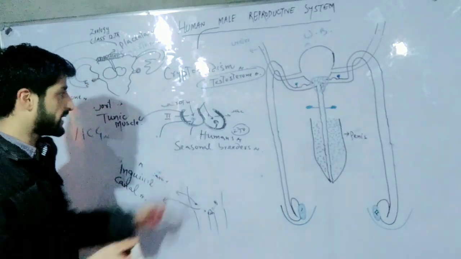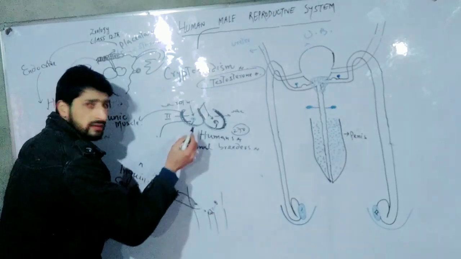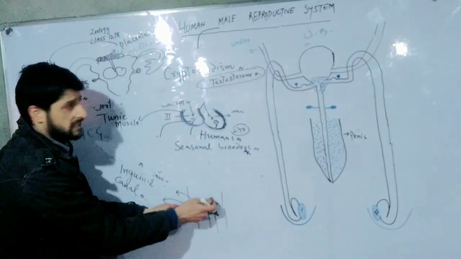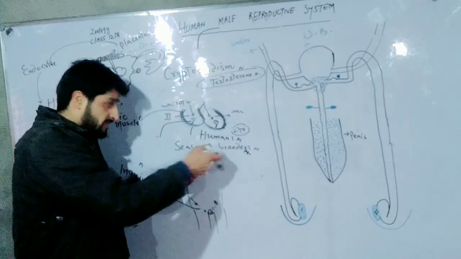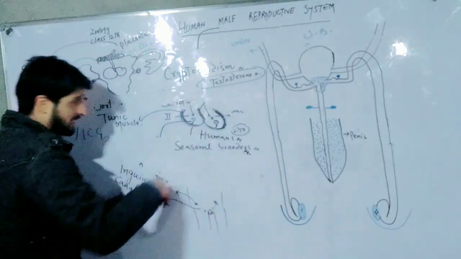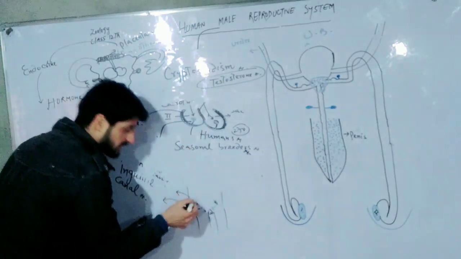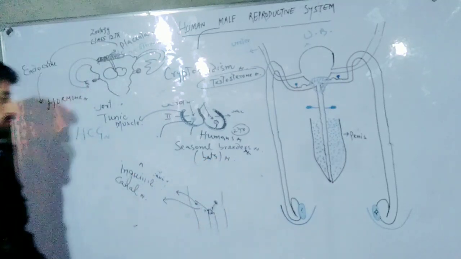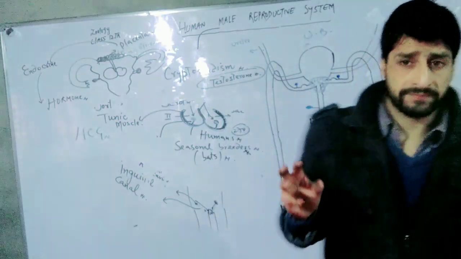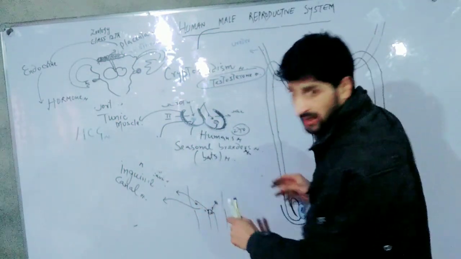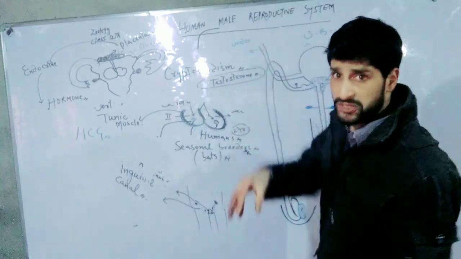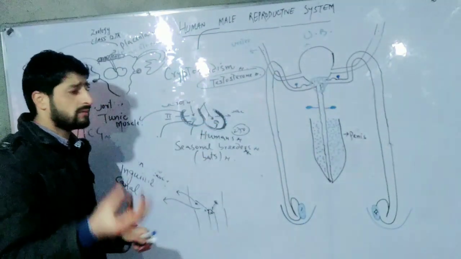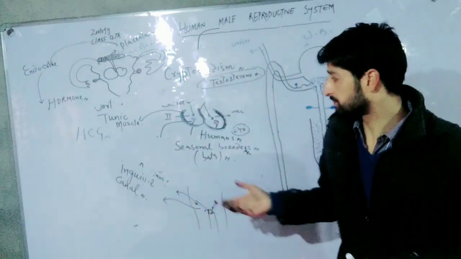In case of seasonal breeders, usually the testicles are located in their abdominal cavities. Then when the particular season approaches, only then do these testicles descend into the scrotal sacs. For example, in bats, flying mammals, their testicles remain in the abdominal cavity, and once the reproductive season approaches, the testicles descend into the scrotal sacs, and then spermatogenesis and sperm formation occurs.